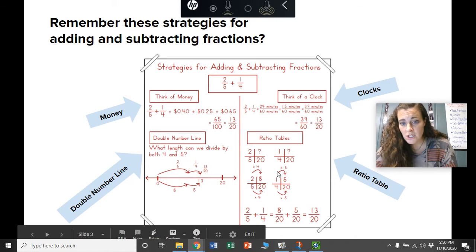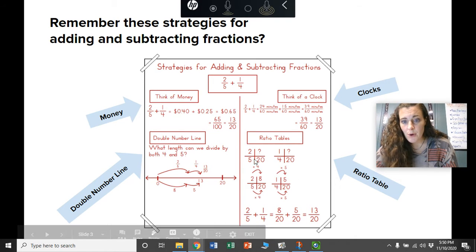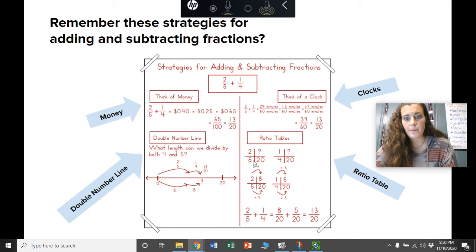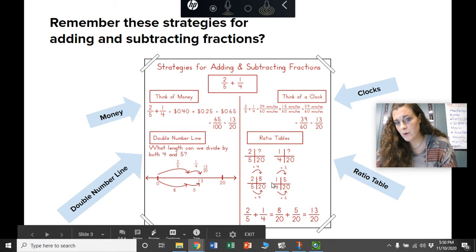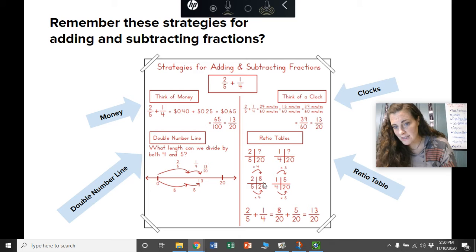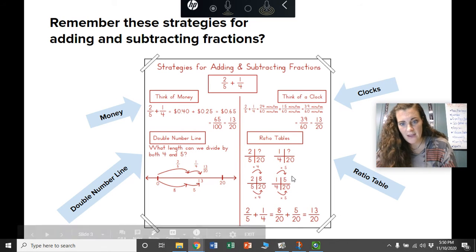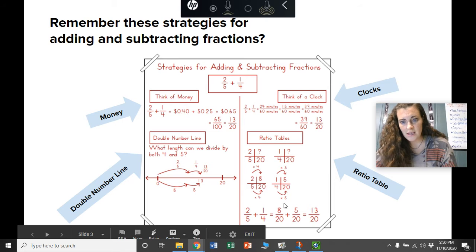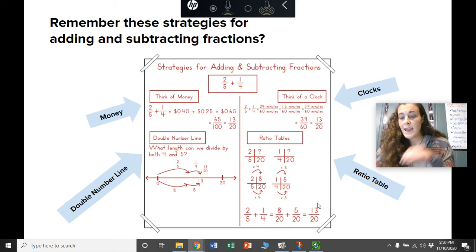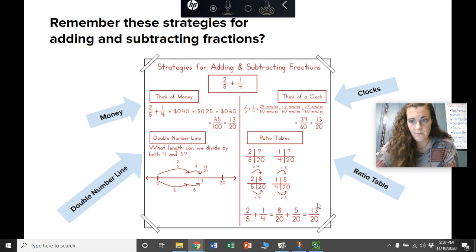I can also use ratio tables. How can I get them both to have denominators of 20? Well, I know 5 times 4 is 20, so 2 times 4 is 8. I know 4 times 5 is 20, so 1 times 5 is 5. And then I just add 8/20ths plus 5/20ths is 13/20ths. Any of these models will work to get you your answer.